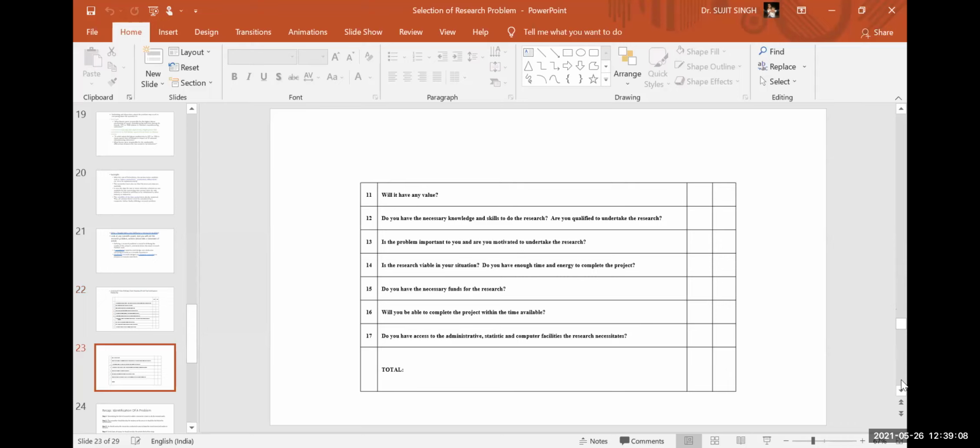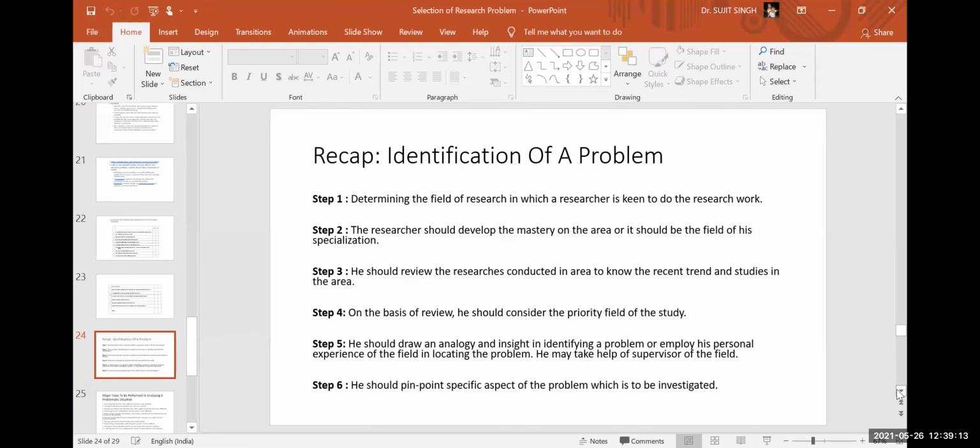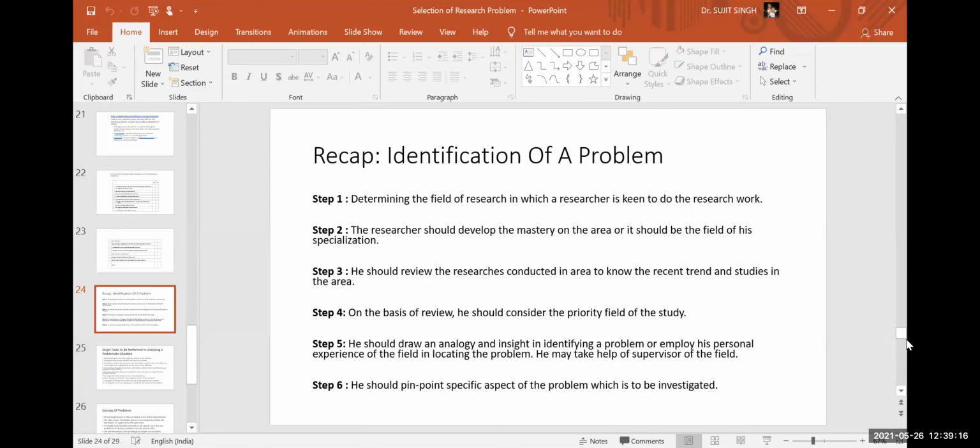So moving further, let's have a brief review of what we have discussed in this course. A recap or summary. What you are supposed to do: the next assignment for all of you is on the identification of the problem, right? So listen carefully, okay? You have to determine a field of research in which you are keen to do your research work or thesis work, right? How to identify that area?